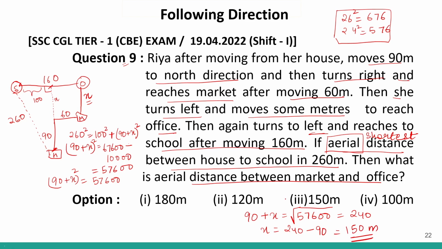So our answer will be option number 3, 150 meter. So the value of x is 150 meter. And x is the shortest distance between the market and the office.